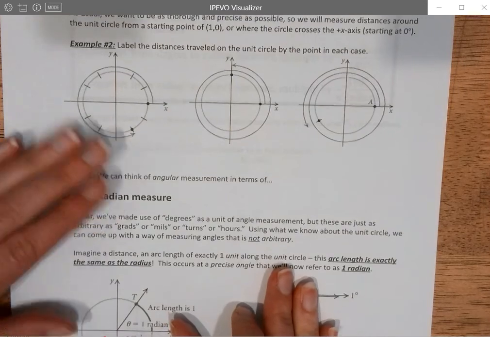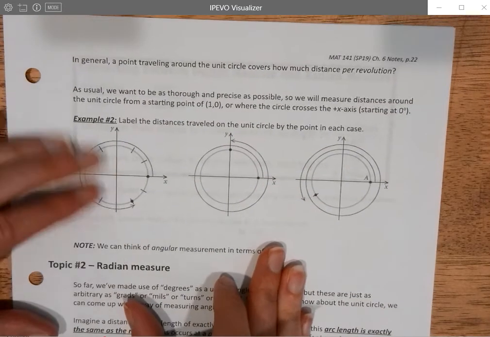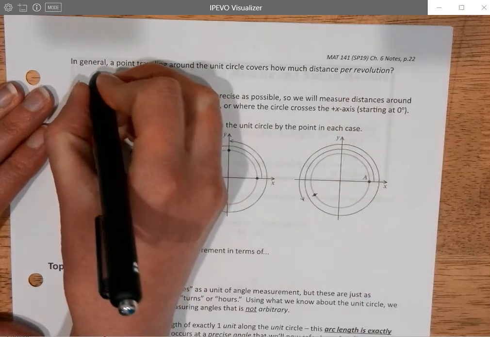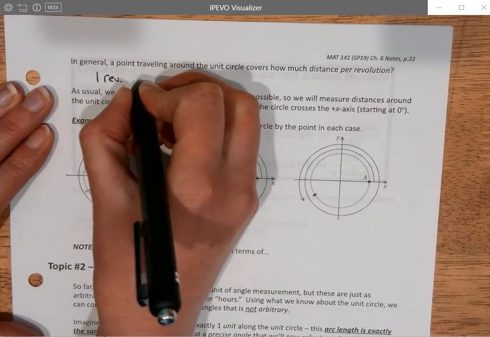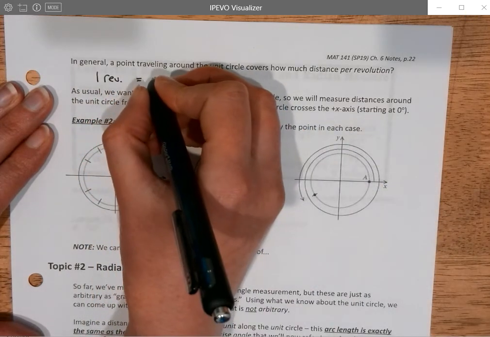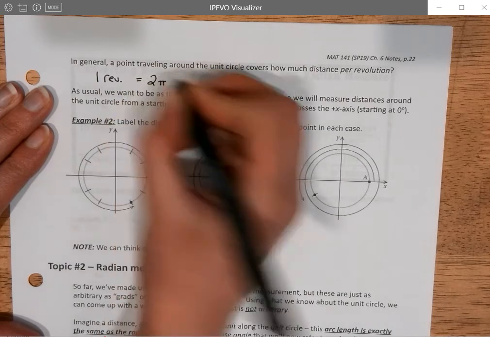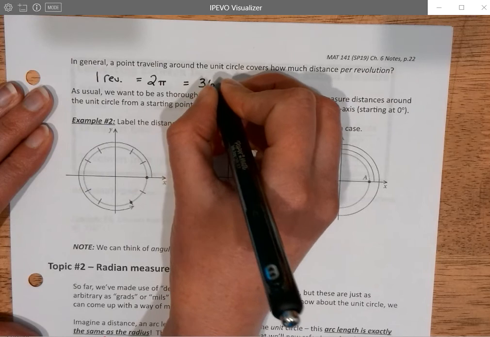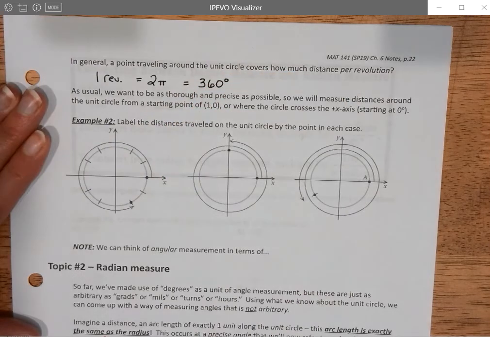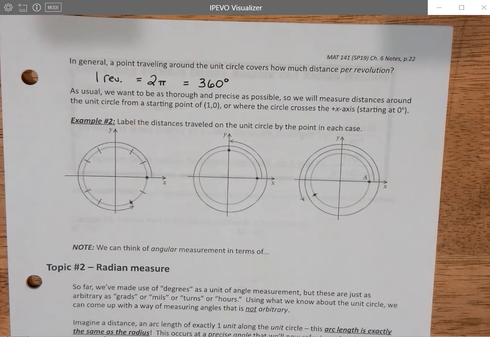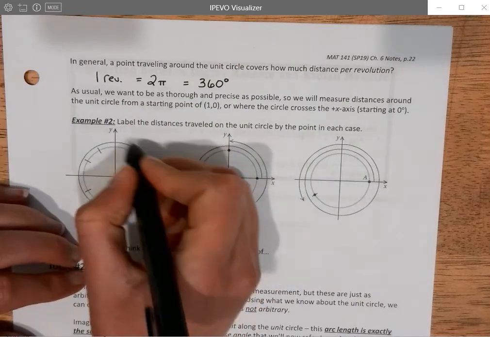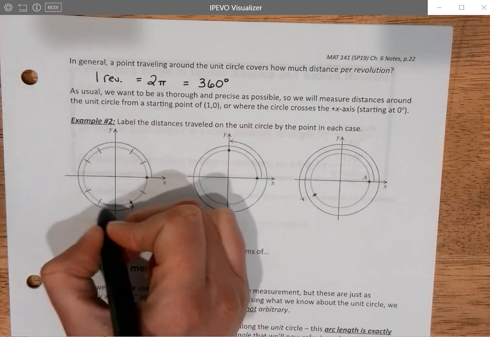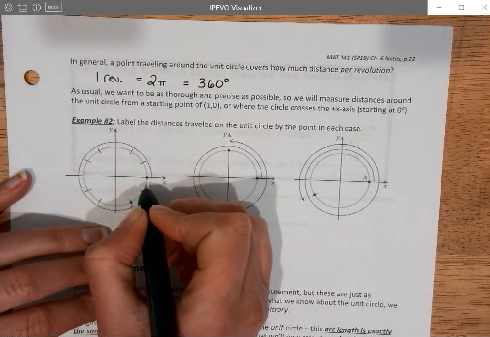In general, how much distance does a point traveling around a circle cover per revolution? One full revolution is going to be equal to a distance of 2 pi. Or another way to phrase that is an angular rotation of 360 degrees. So now we have a couple different ways to say this. If I go all the way around a circle, I have gone 2 pi in distance, or 360 degrees in terms of a degree measurement.